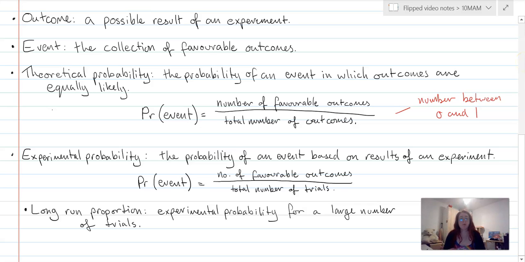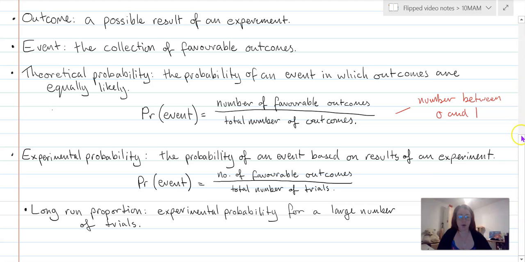Experimental probability is the probability of the event based on the results of an experiment. That's worked out the same way, the number of favorable outcomes, but instead of the total possible outcomes, it's the total number of trials that you've run. We talk about the long run proportion as being the experimental probability for when you've had a large number of trials. The idea is that eventually, if your outcomes are in fact equally likely, your experimental probability with enough trials would eventually equal your theoretical probability.